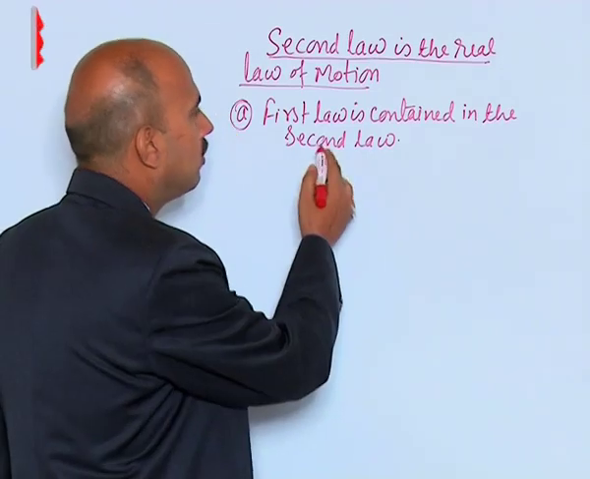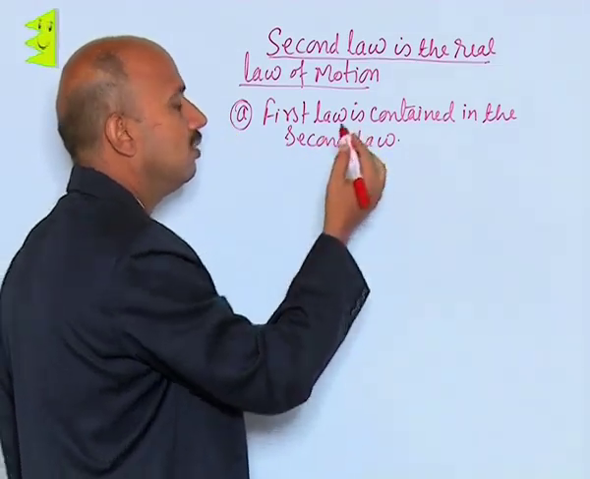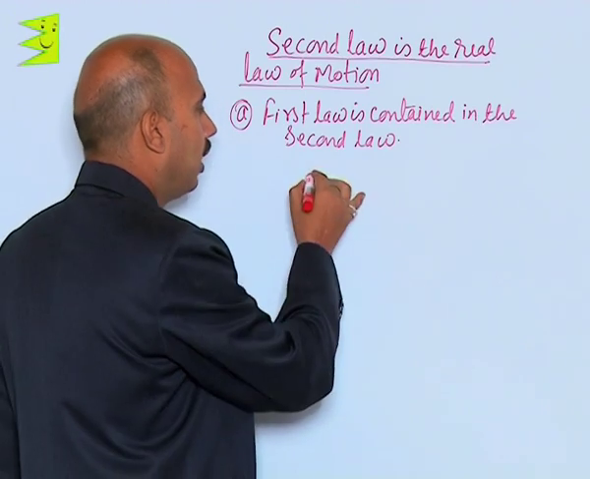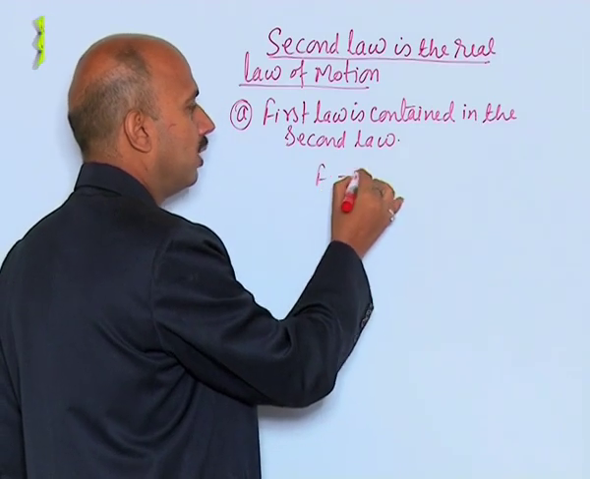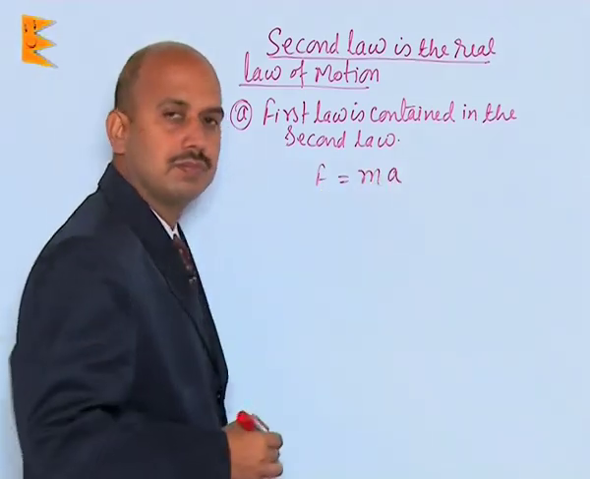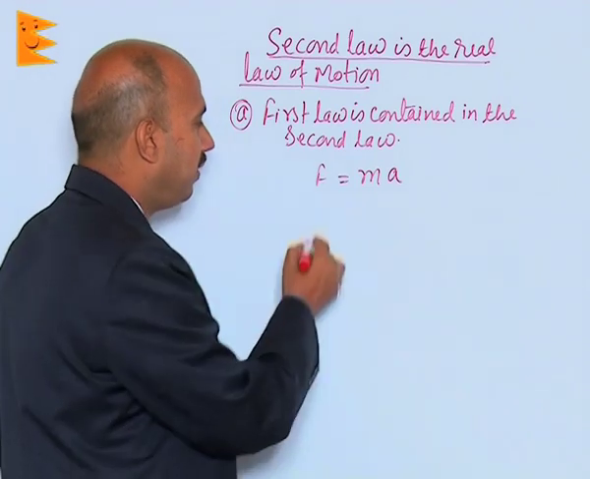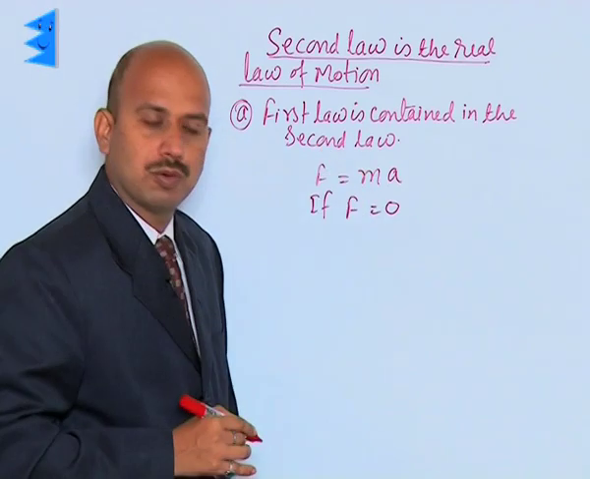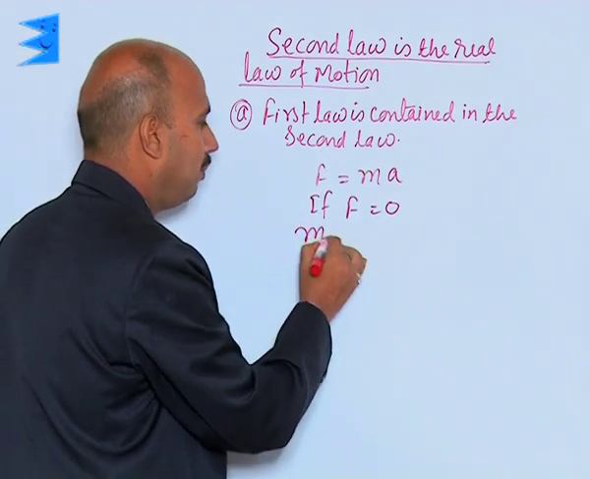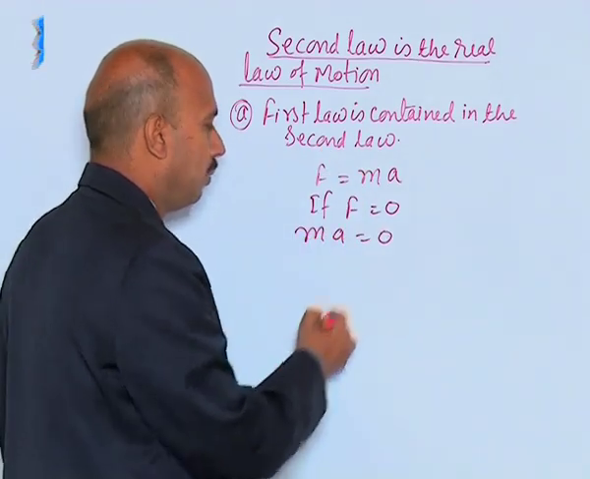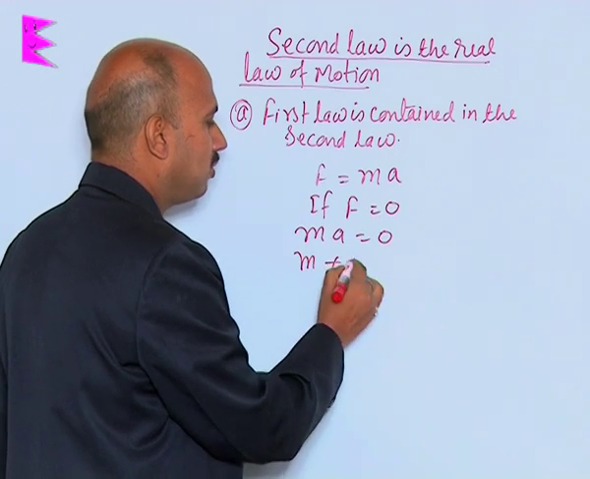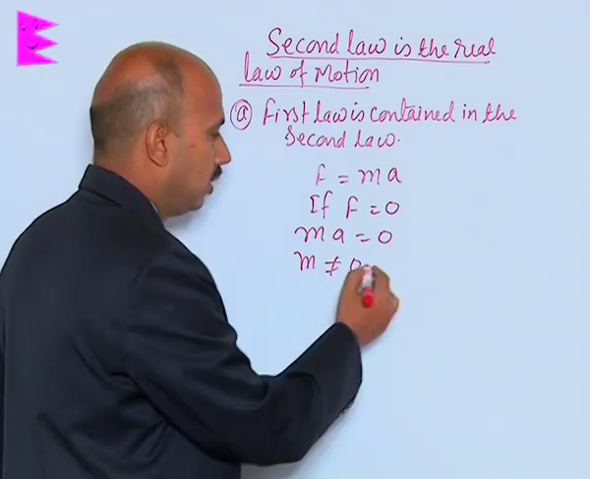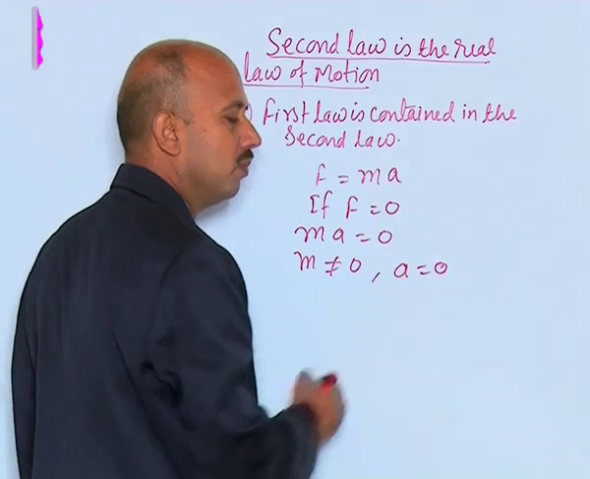First, we take here that the first law is contained in the second law. You know it. According to Newton's second law of motion, F is equal to m into a. If F is equal to 0, suppose the external force is 0, we can write m a is equal to 0. But we know m cannot be 0. Therefore, a is equal to 0.